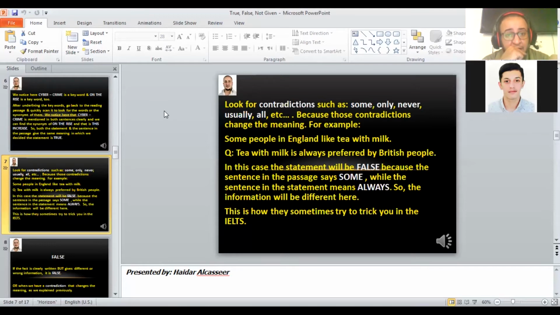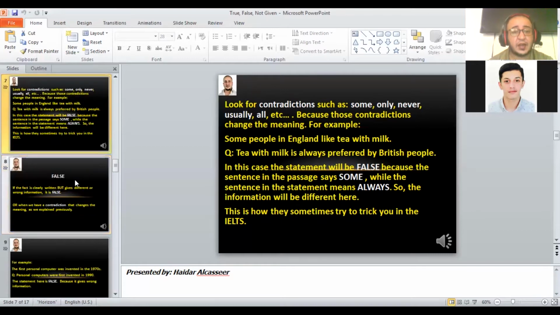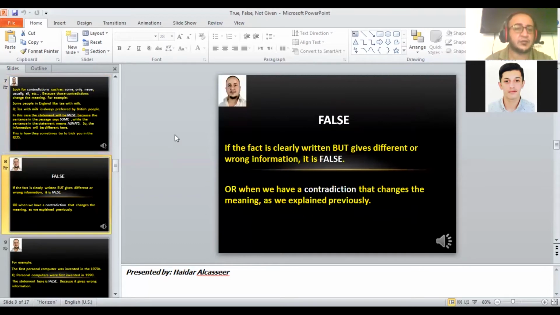But if we have it, tea with milk is sometimes. Okay, in this case, is often, we may say. By the way, in British English, we say often, we don't say often. Is often preferred by British people. It will be true. Okay? This is how they try to trick you and mislead your focus in the IELTS. Sometimes they do that. Okay? Any questions? No. Okay.